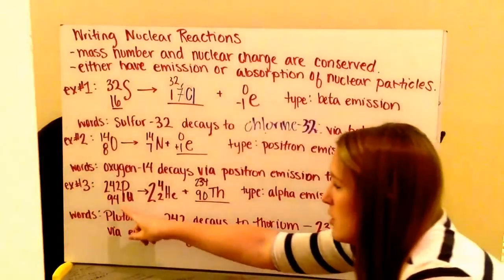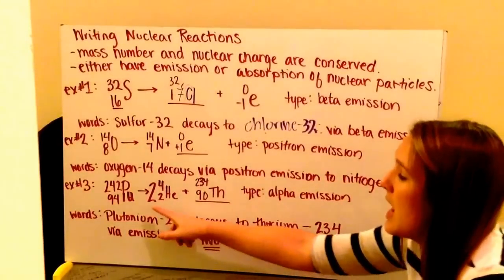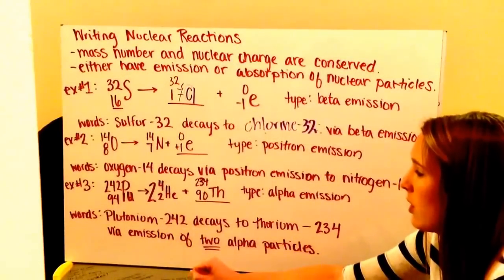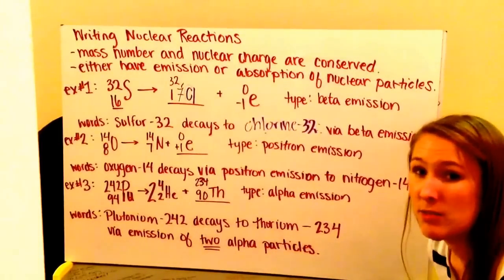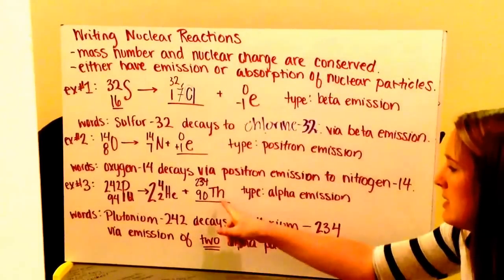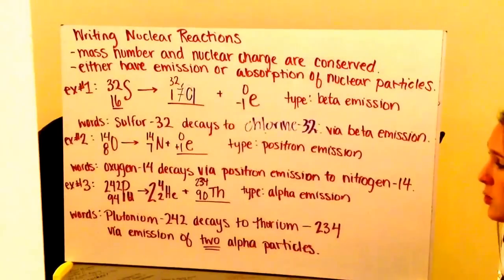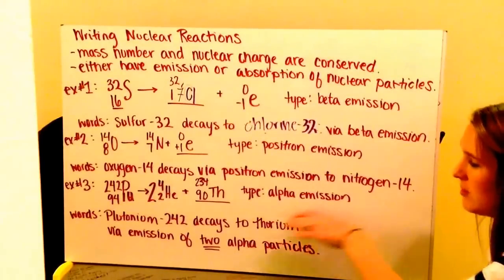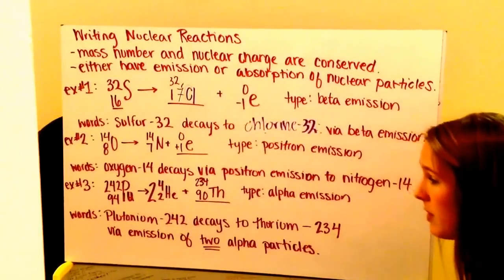And then my charge needs to be conserved as well. I have 94 in my reactants. I have 2 by 2, that's 4 here, plus 90 is 94. So 234, 90. Well, 90 is the atomic number for thorium, and that is Th. Again, here, my type of actual nuclear decay is via an alpha emission because I'm giving off an alpha particle. And in fact, here I'm giving off 2 alpha particles.